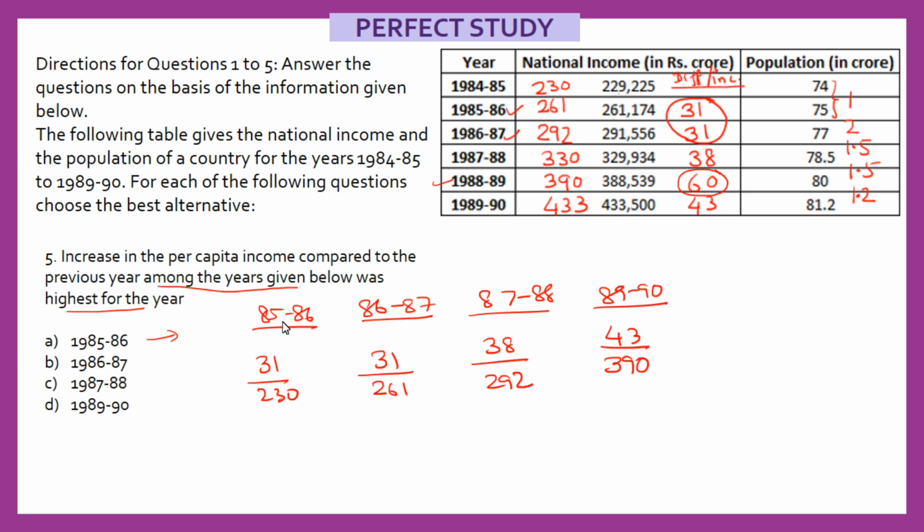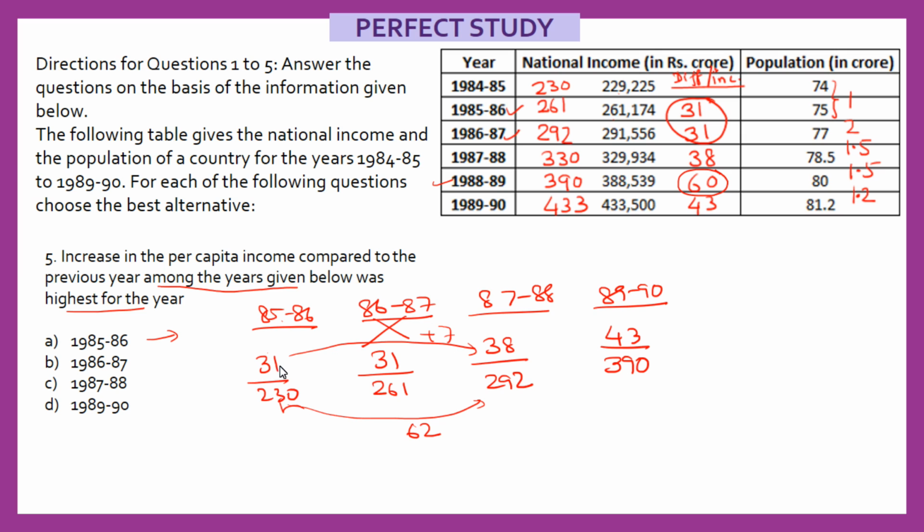Now let us compare first these 2 fractions. Because here the denominator is higher and the numerator is the same, this fraction will be less than this. So I am immediately cancelling it. Now let's compare these two. What is the increase in the numerator? The numerator is increasing by 7. And how much is the increase in the denominator? 62. Now let's calculate quickly.